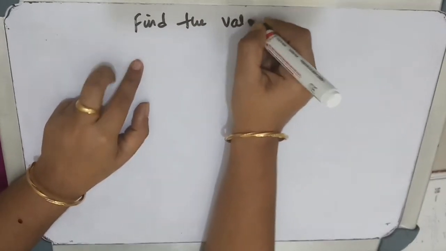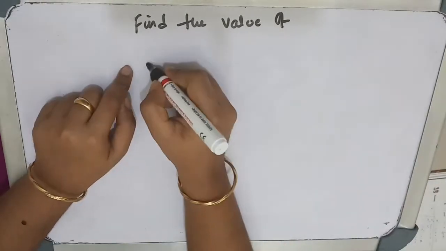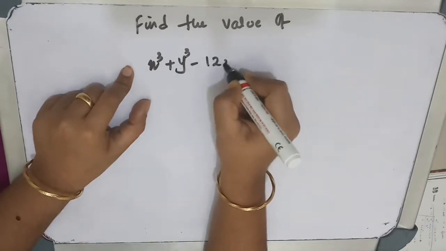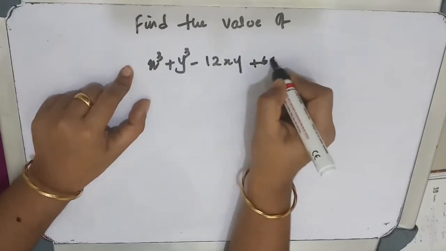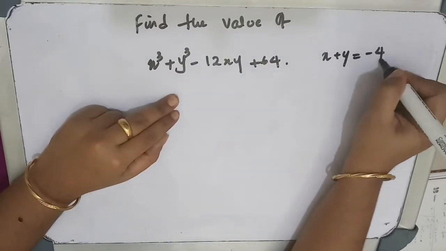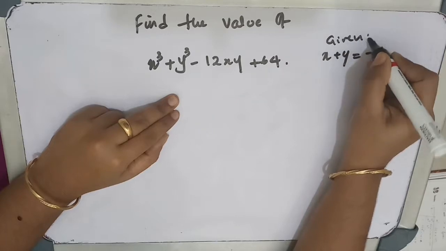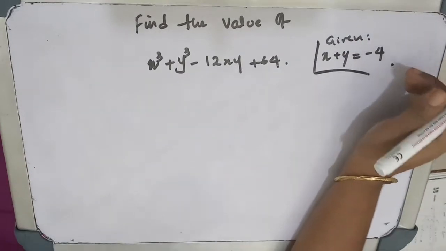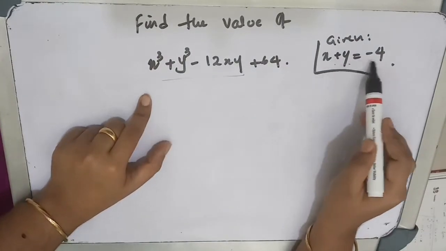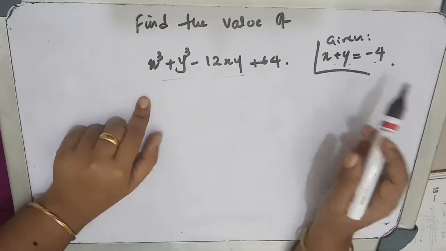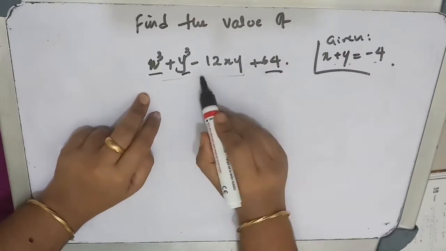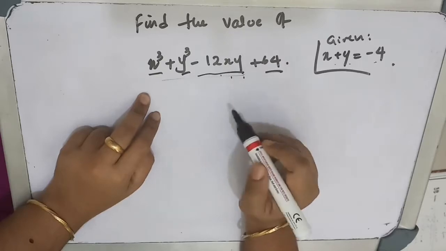Find the value of x cube plus y cube minus 12xy plus 64 when x plus y is equal to minus 4. This is given. Okay. So this is another question. Find the value of this polynomial if we know that x plus y is equal to minus 4. You can see that this expression contains three perfect cubes and another term minus 12xy.